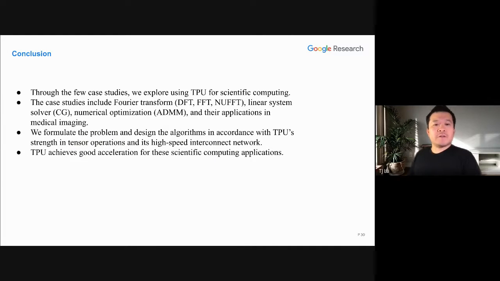Through the case studies, we explore TPU for scientific computing. The case studies include Fourier transform, DFT, FFT, and NUFT, linear system solver, CG, numerical optimization, ADMM, and their applications in medical imaging. We formulate the problem and design an algorithm in accordance with TPU strength in tensor operations and its high-speed interconnect network. We see that TPU achieves good acceleration for these scientific computing applications.